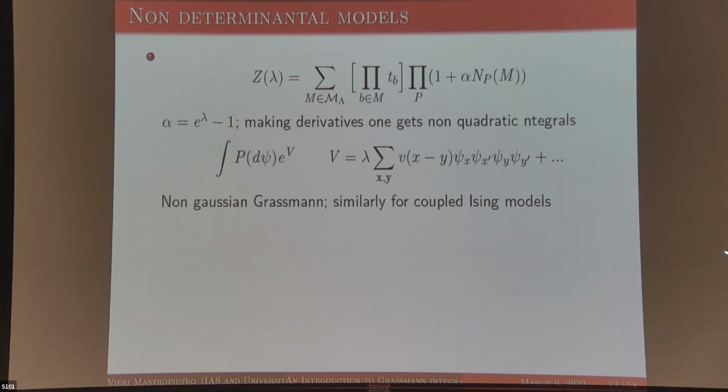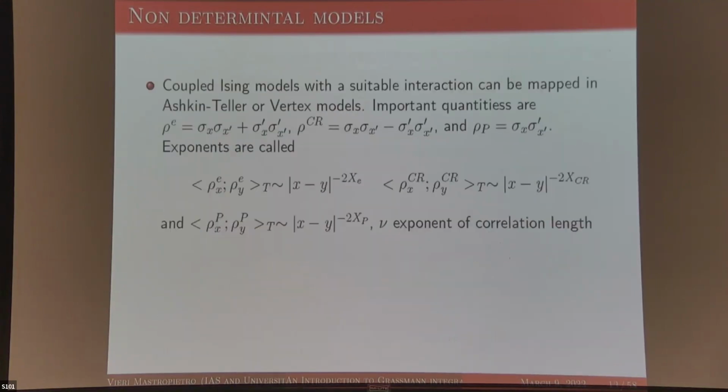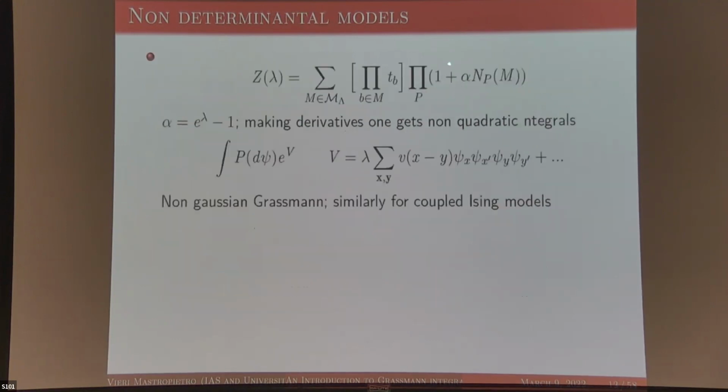So finally, what are the non-determinant models? For instance, suppose that we consider these Ising models with these dimers with perturbation, right? So you can write in this way. You see immediately, you make the trick with the derivatives you've seen before, and you write in this way. The partition function is the integral over psi of e to the V. So you get immediately a Grassmann integral which is not anymore quadratic.